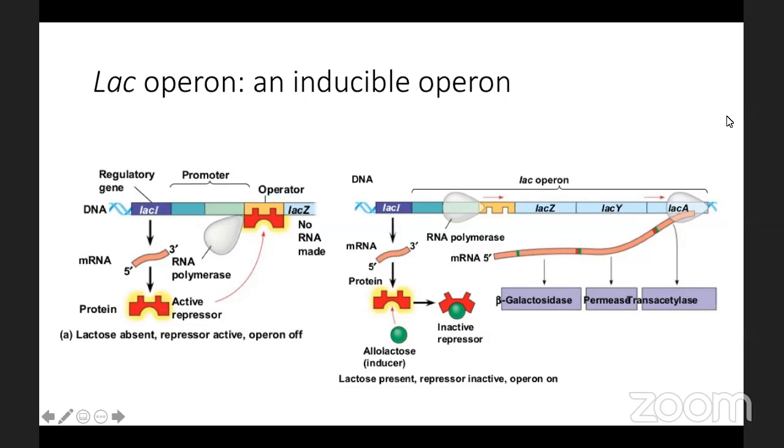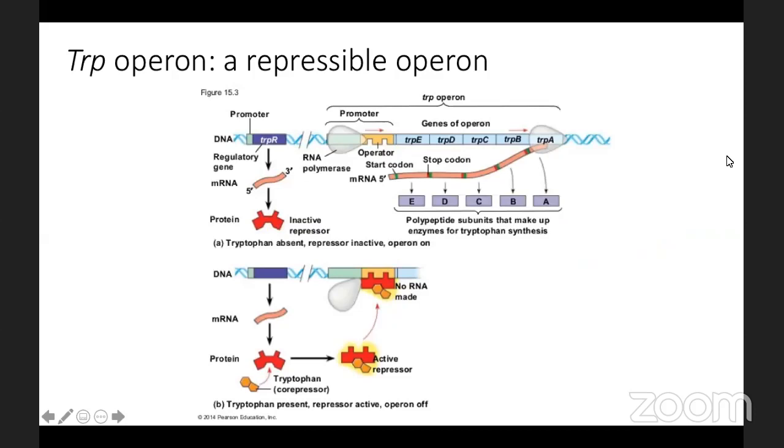I'm going to show you an example now of kind of the opposite. We're going to look at the Trp operon, which is called a repressible operon. Repress means to stop, right? A repressible operon's base state is that it is turned on and transcription is happening, but there are molecules that we can activate in order to turn the switch off.